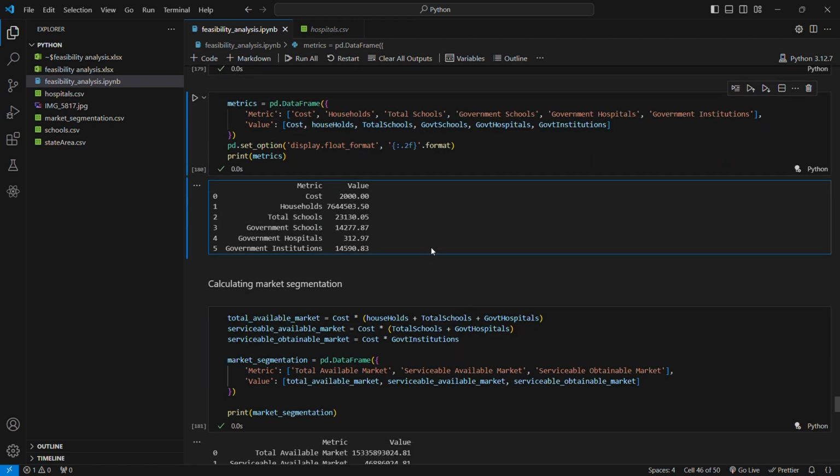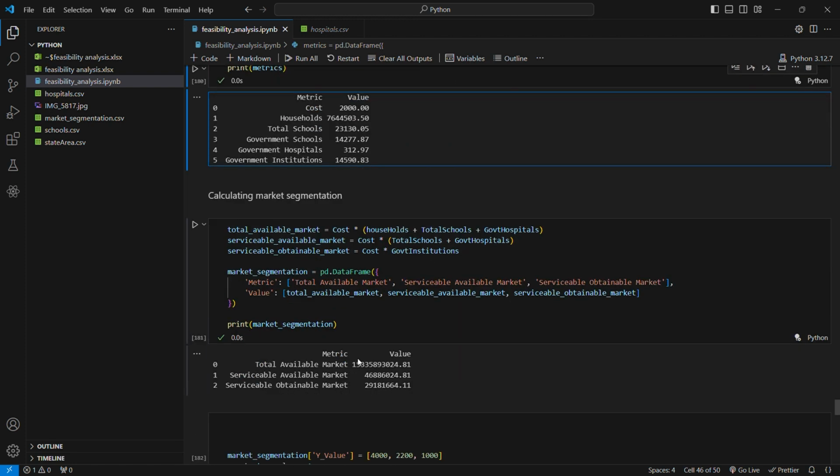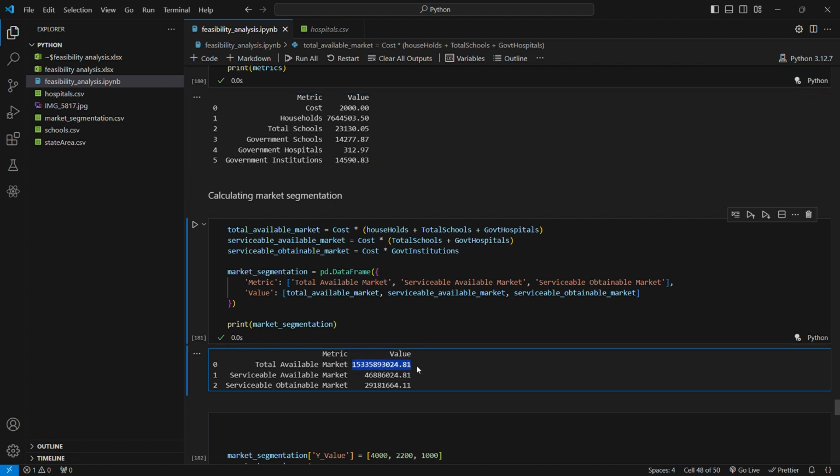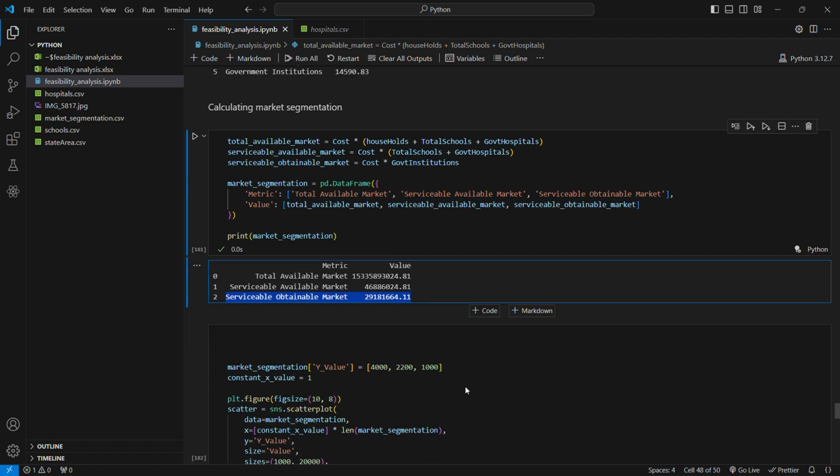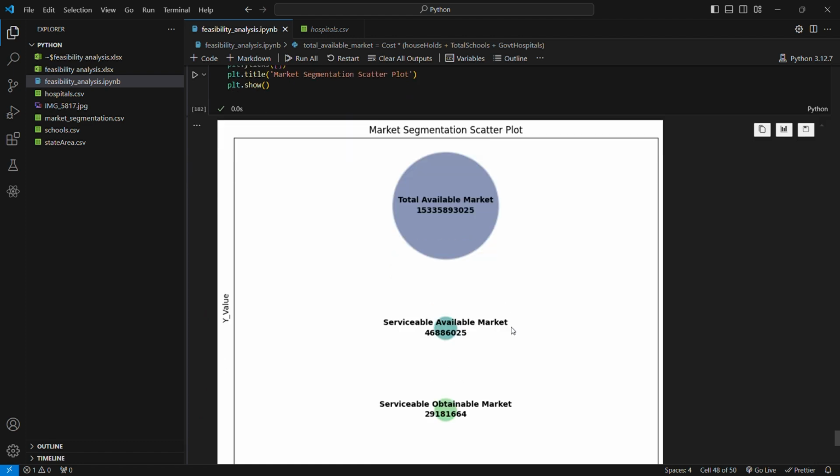So from this, we'll be able to obtain the total available market. That is everything which are our potential customers, and the serviceable available market. That is our major targets out of this, and the serviceable obtainable market, the market that we'll be able to obtain, and this comes up to 2 crores. So this is the initial market for our product, and we can actually visualize this in this format.